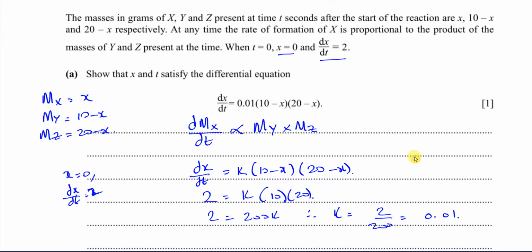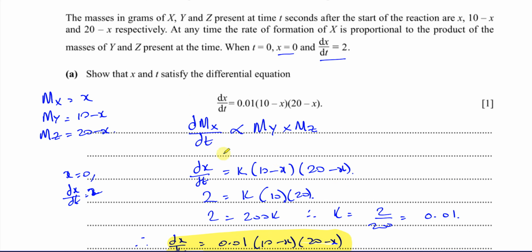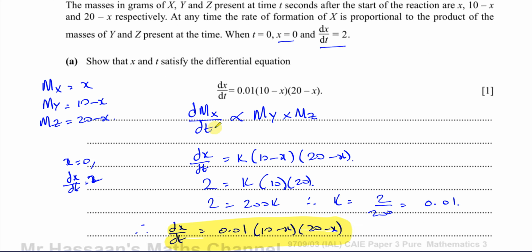So we worked out the value of k and we have shown it. Therefore, we can say dx/dt is equal to 0.01 times 10 minus x times 20 minus x. That's exactly what we had to show. Okay, so there's the answer to part A.